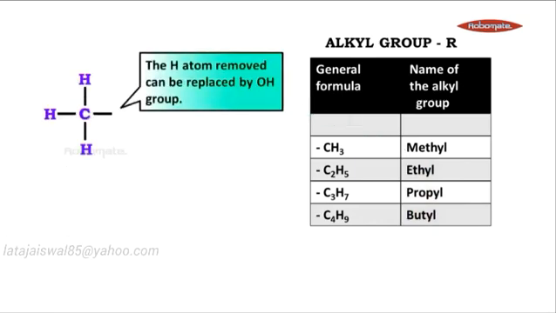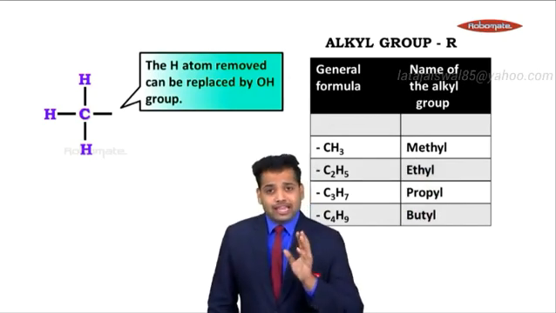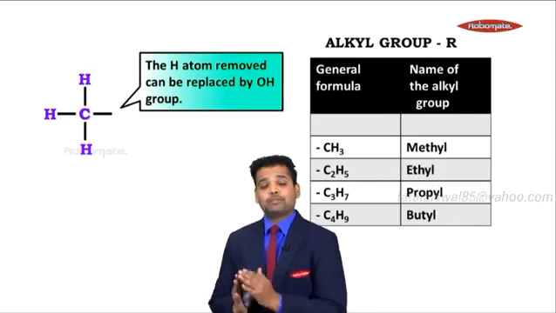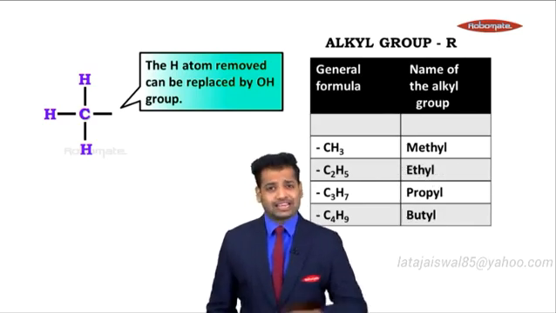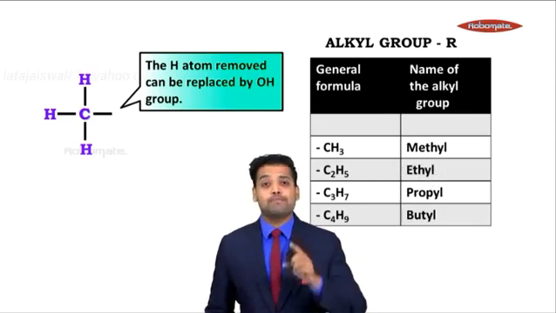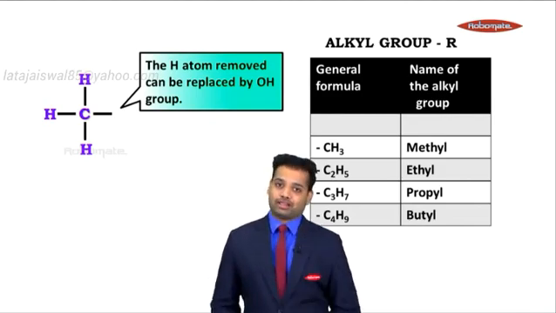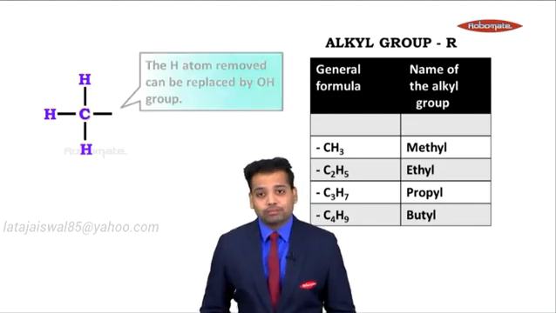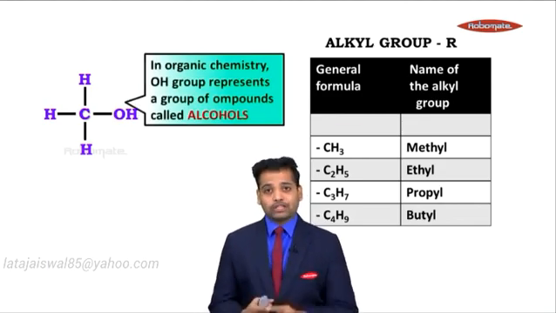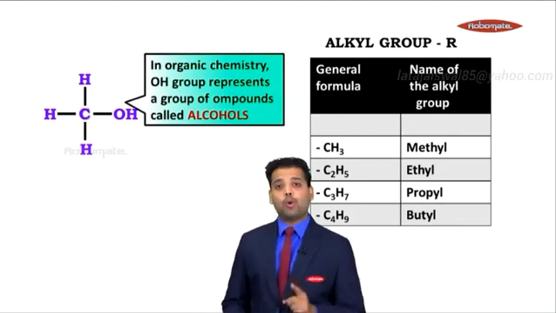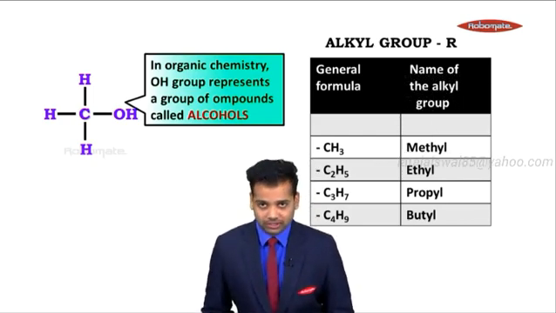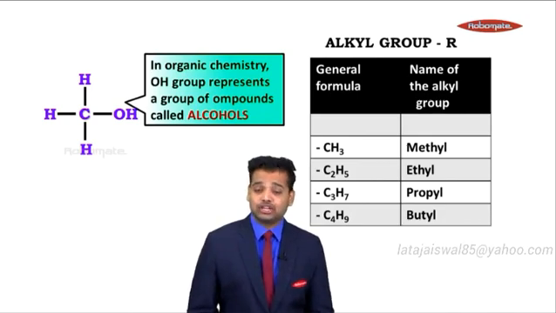The methyl group looks something like this. So methyl is CH3. The H atom removed can be replaced by some other element. Obviously, this carbon is reactive. Obviously, it is going to react. Can it react with the OH? Yes, it can, because OH has a valency of 1. Carbon has a valency of 1. And when they both react, they form something like this. So if an OH reacts in organic chemistry, OH group represents a group of compounds called alcohols. So this, my dear friend, is CH3OH.